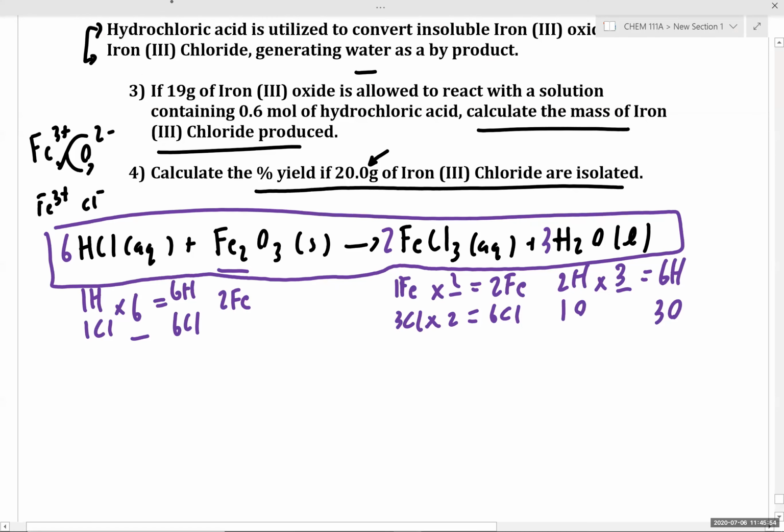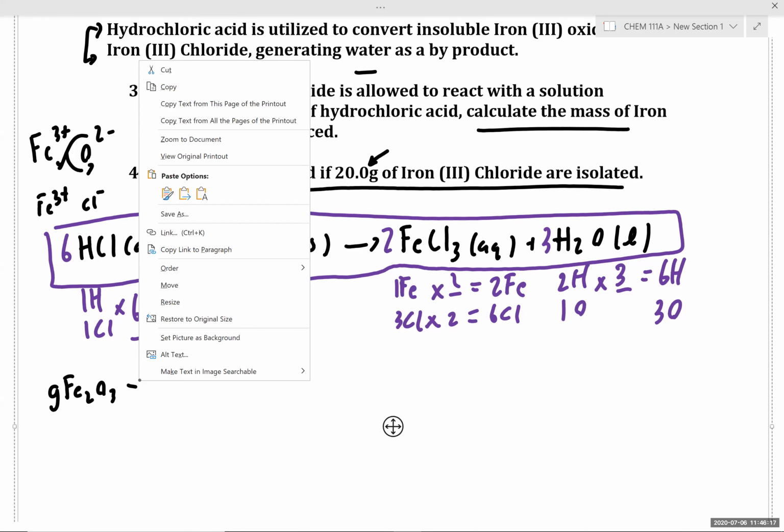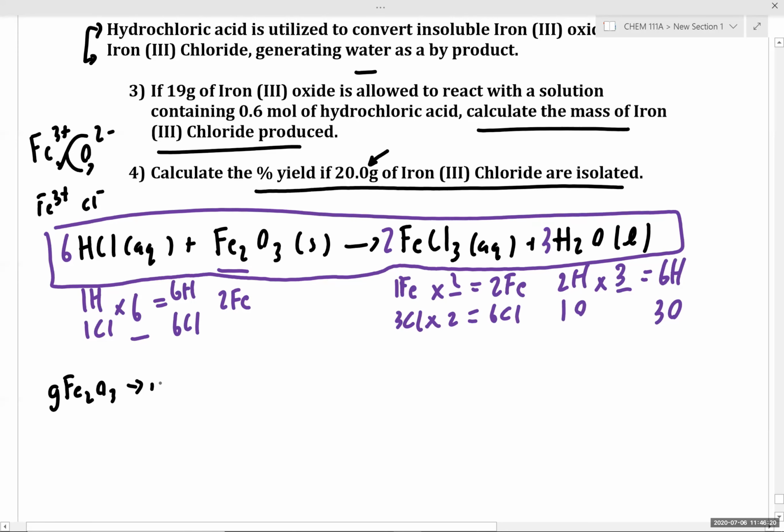First things first, we're going to go from grams of iron 3 oxide, Fe2O3, to moles of iron 3 oxide, to moles of iron 3 chloride, to grams of iron 3 chloride.